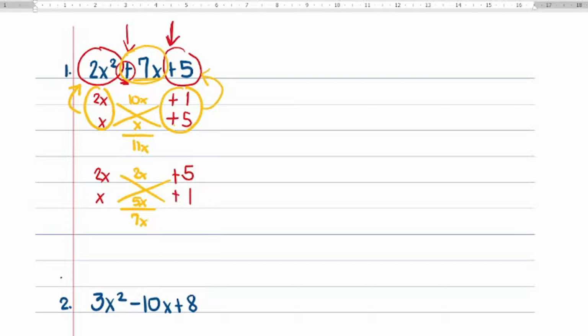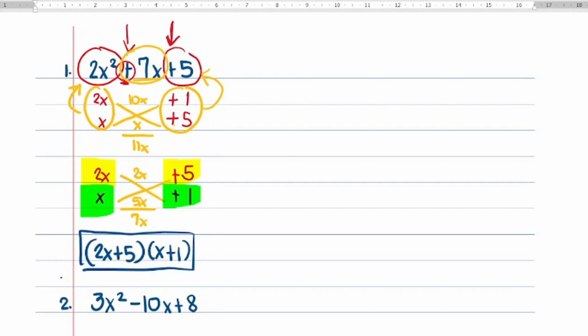So, how will we write the final answer? Copy horizontally. So, our first, that's 2x plus 5. Again, you copy horizontally. Okay? Then, next, this one, x plus 1. So, we're just going to write it together. That's it. Okay? 2x plus 5 and x plus 1. Next. That's using the cross method.